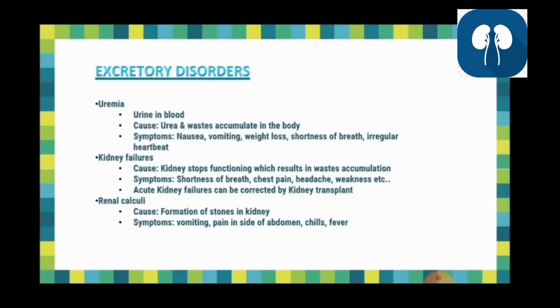Talking about the excretory disorders. So uremia, that is the accumulation of urea in blood. It causes urea and waste accumulation in the body. Symptoms are nausea, vomiting, weight loss, shortness of breath, irregular heartbeat. Second disorder is kidney failure. Causes are kidneys stop functioning, which results in waste accumulation. Symptoms are shortness of breath, chest pain, headache, etc. Acute kidney failure can be corrected by kidney transplant.